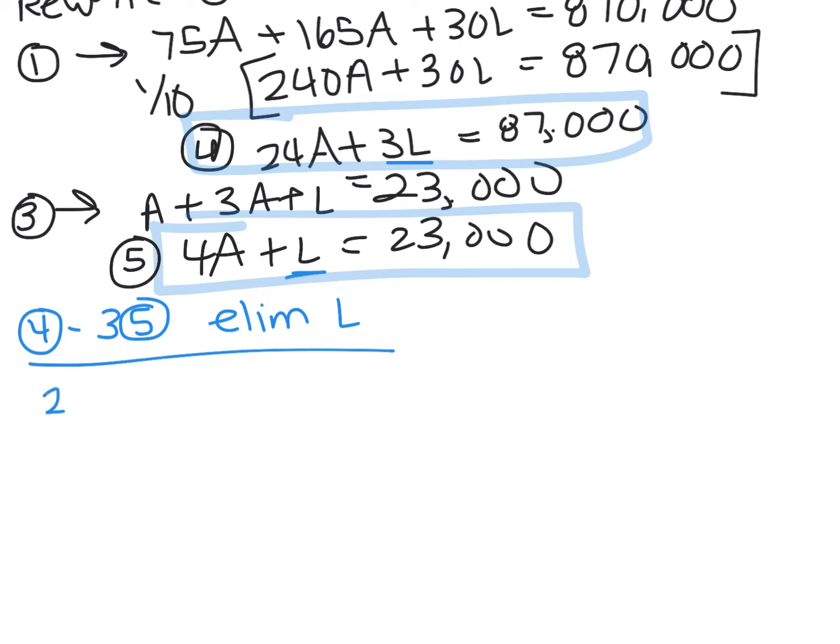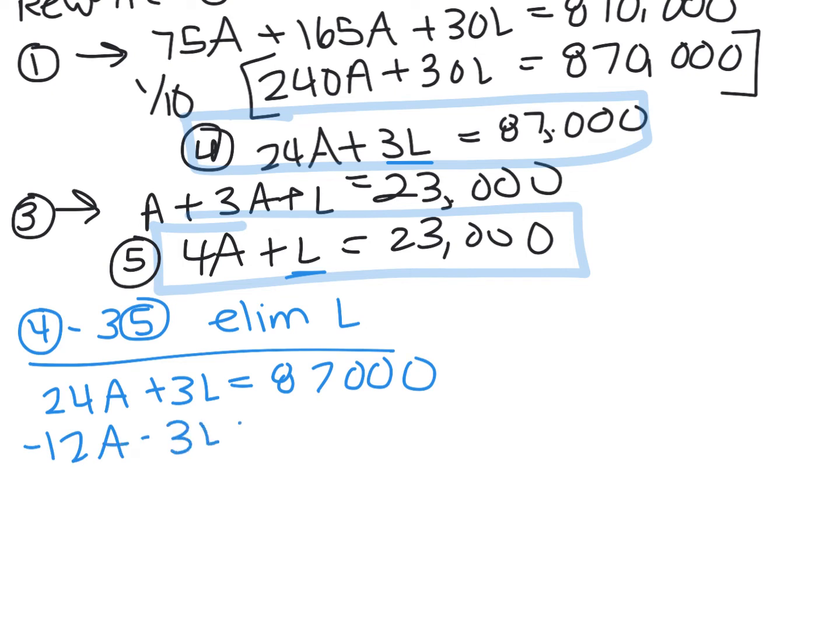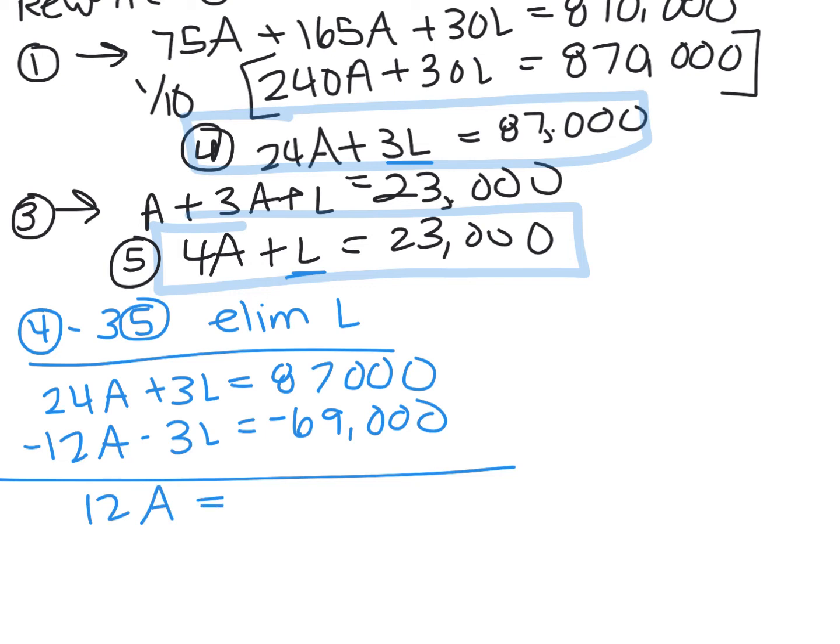So equation 4 is going to stay exactly the same: 24A plus 3L equals 87,000. And equation 5 is going to become negative 12A minus 3L equals negative 69,000. And when I add those together, I'm going to get 12 times A plus 0 equals 18,000. Now to solve for A, I can divide both sides by 12, and that's going to give me that A is 1,500, meaning there are 1,500 seats in section A.